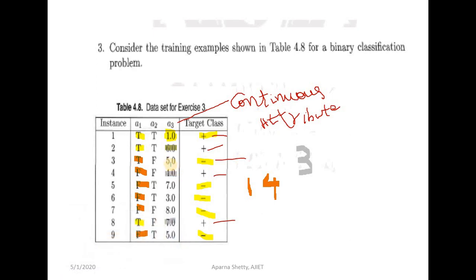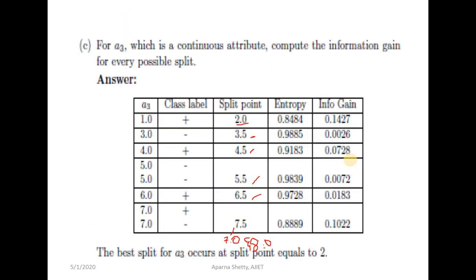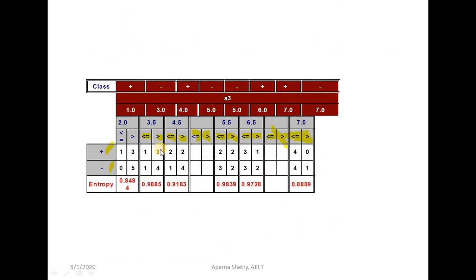Next, count the number of values that are greater than 2 and belong to class minus. 1, 2, 3, 4, 5. So there are 5 values that are greater than 2 and belong to class minus. Correct? So update it over here. There are 3 values that are greater than 2 and belong to class plus, and there are 5 values which are greater than 2 and belong to class minus.